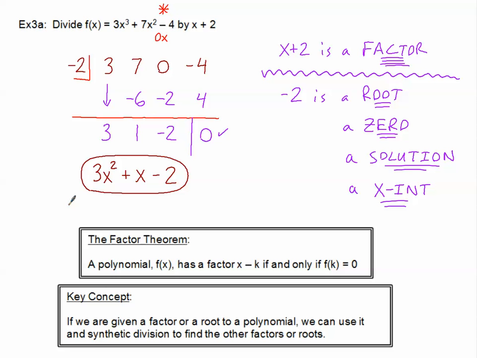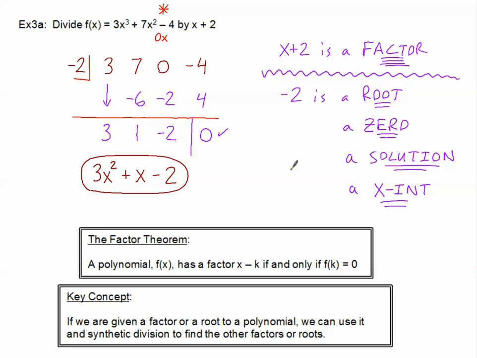So we have two important things. Let's start with the factor theorem. A polynomial f of x will have a factor x minus k if and only if f of k is 0. So meaning that if our factor is x minus k, if we put k into this little box and we do our synthetic division and it results in a 0, that means that f of k is 0. Therefore, k is a root and 0 and solution and x-intercept, and x minus k is our factor.